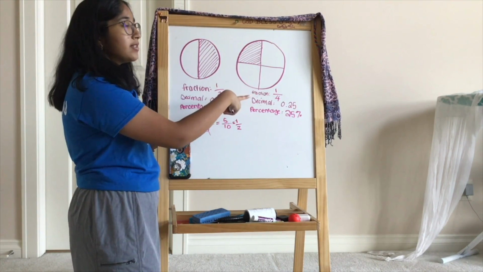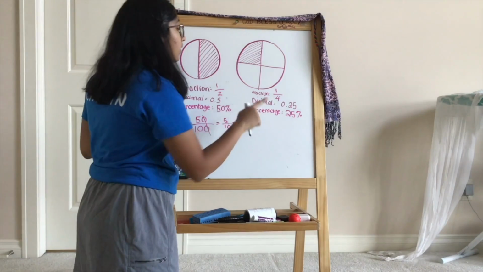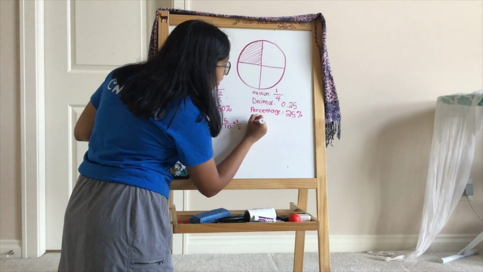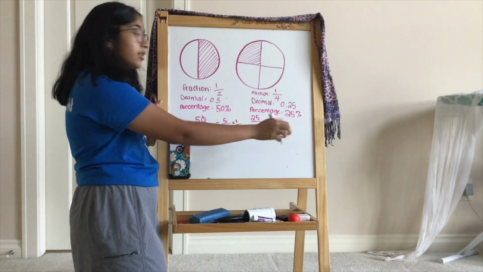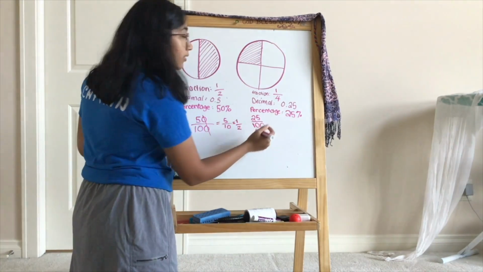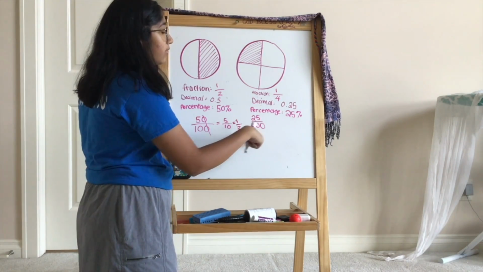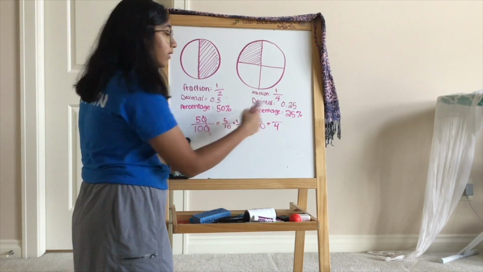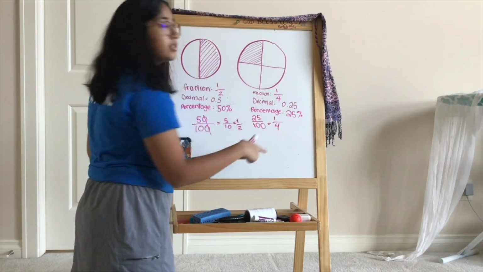Now we can try it on this fraction as well. So our percentage was 25%. And since we know it's a percentage, it's out of 100. Now we can reduce this. 100 over 25 is equal to 4. No, 25 divided by 25 is equal to 1. And that's our fraction. And that's it for the video.